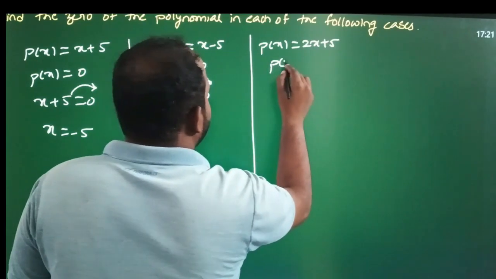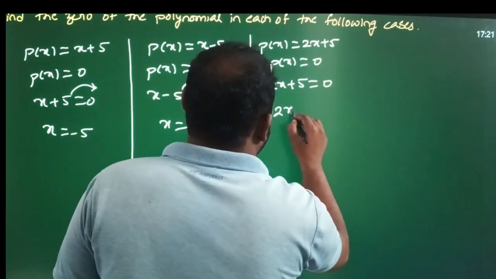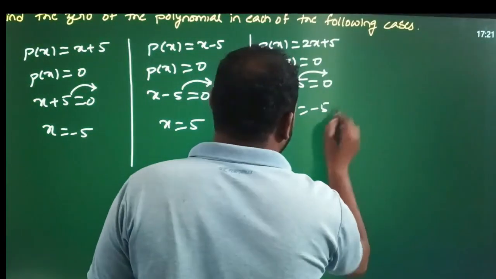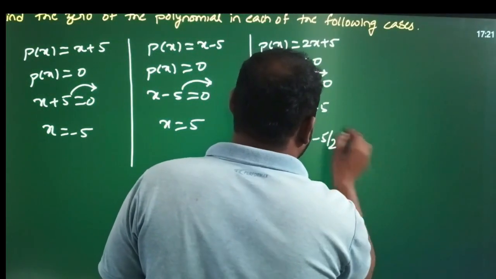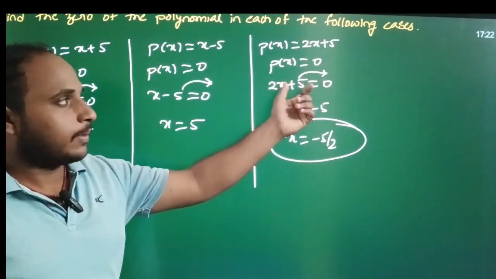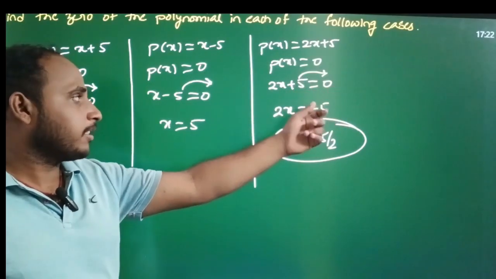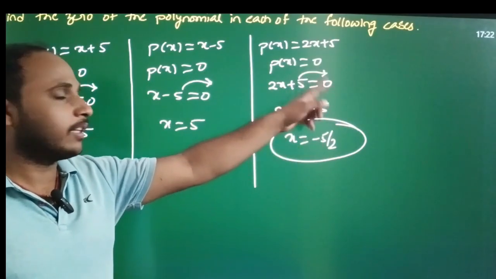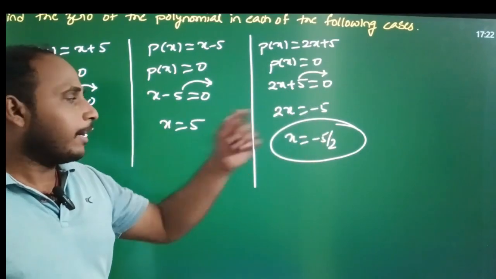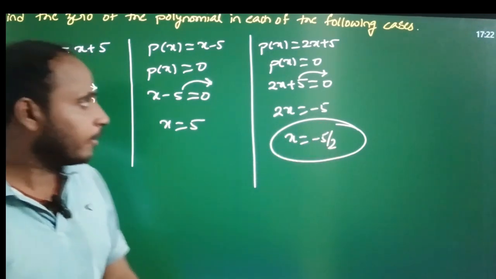Now we equate p of x to 0. Therefore, 2x plus 5 equals 0. 2x equals minus 5, since plus 5 is transferred to this side and converted to minus 5. Here, p of x equals 0, therefore 2x plus 5 is 0. Plus 5 is transferred to that side, converted to minus 5, and 2x equals minus 5. Here 2 is multiplied and is transferred to this side, therefore it is divided, so x equals minus 5 by 2.